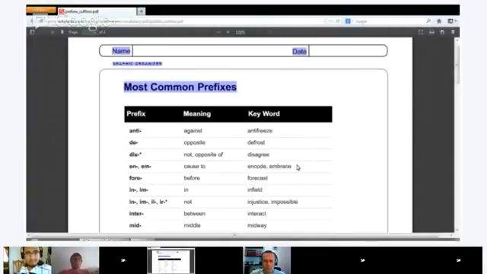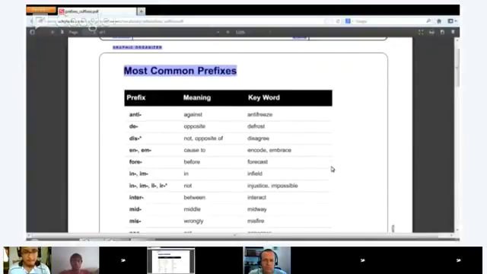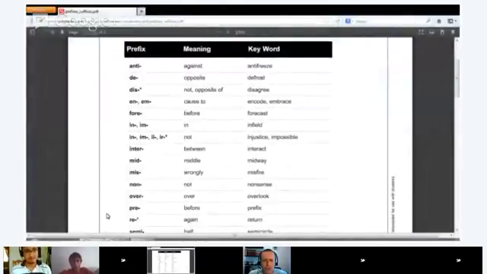Prefix anti, against, antifreeze. Okay, that would be antifreeze. Okay, the opposite, defrost. Good. This, not, opposite of, disagree. Excellent. En, cause to, encode, embrace. Okay, and that would be cause to. So that causes something to happen. Encode and embrace. Okay, good. So now we are on 4, and this is for Andre. Oh, sorry, Andre. Let me have you read the next 4 of those, please.